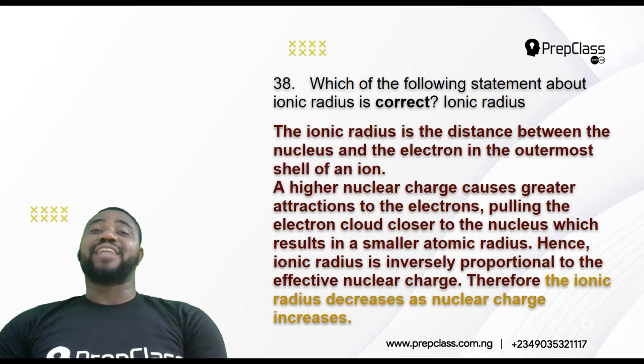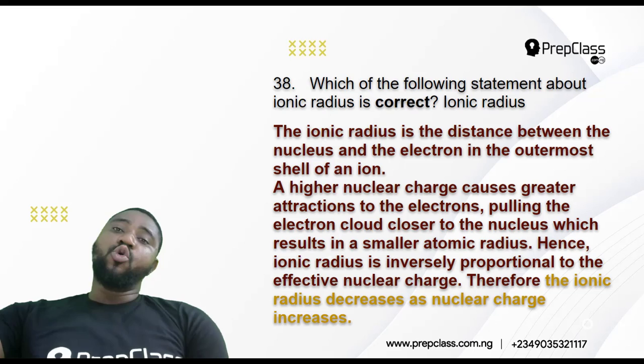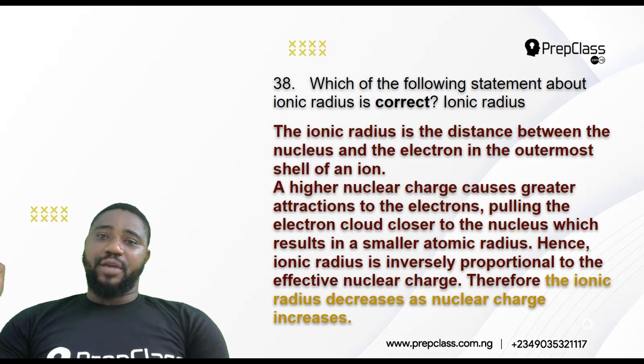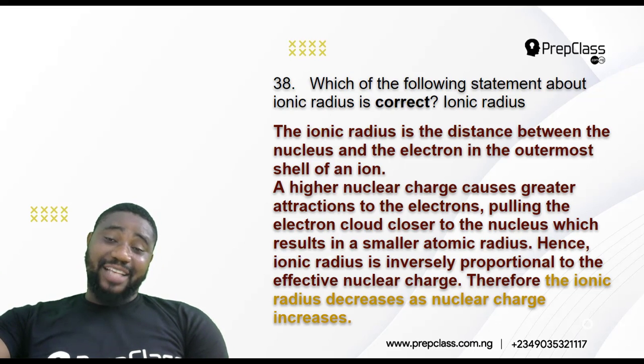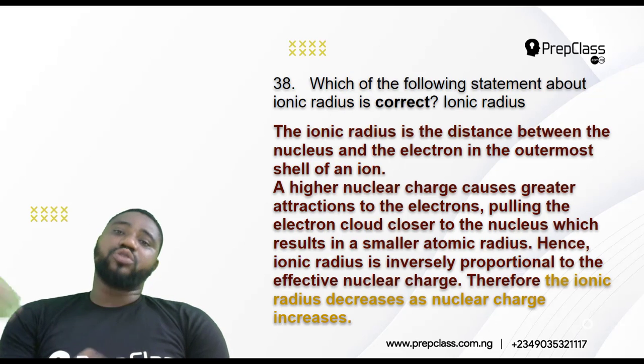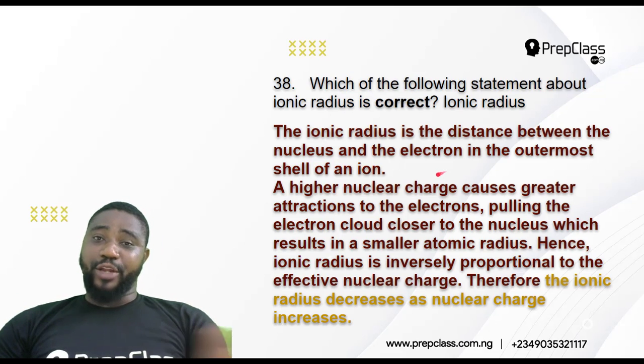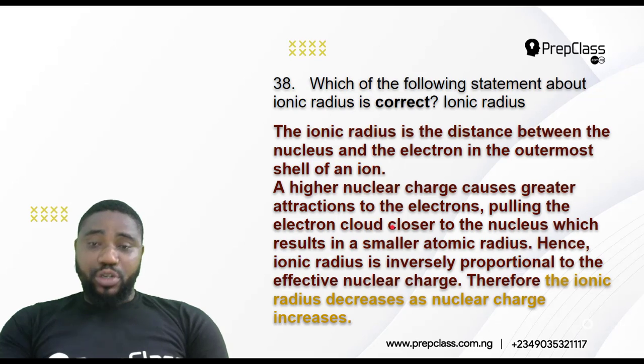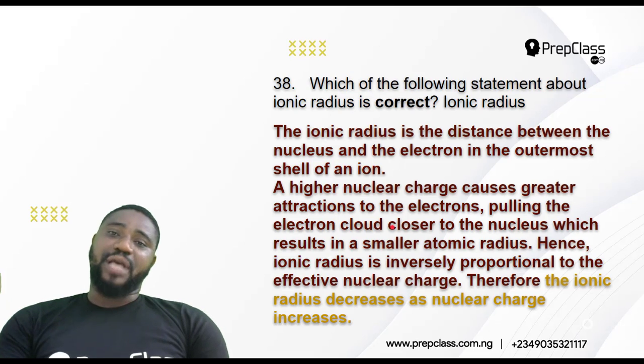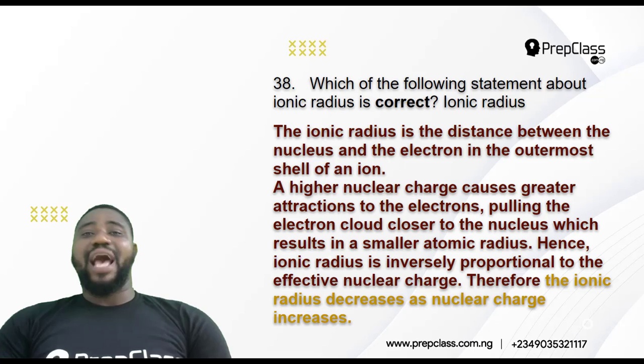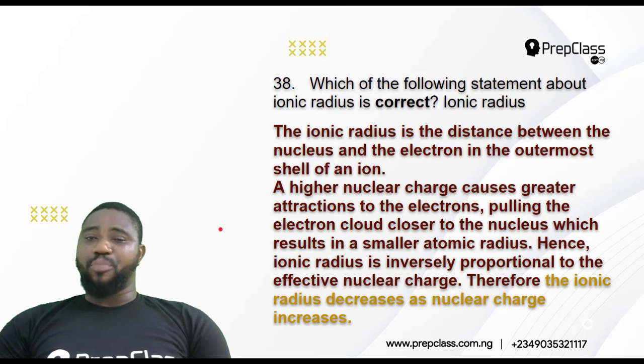If the nuclear charge is high, what happens? It pulls more of the electrons, even the one in the last orbit, closer to the nucleus. The nucleus, because of the protons, is positively charged and the electron is negatively charged, and positive and negative charges attract. So when the nuclear charge is high, it pulls the electrons closer, and the distance becomes shorter. So the higher the nuclear charge, the shorter the ionic or atomic radius.